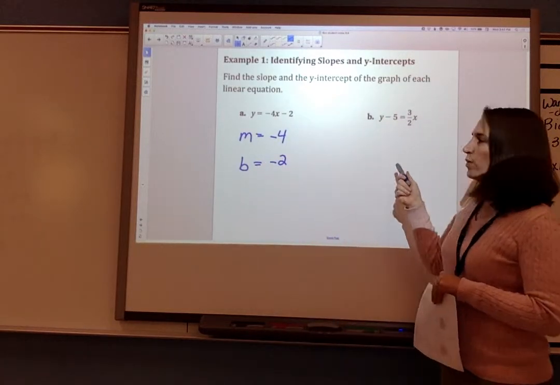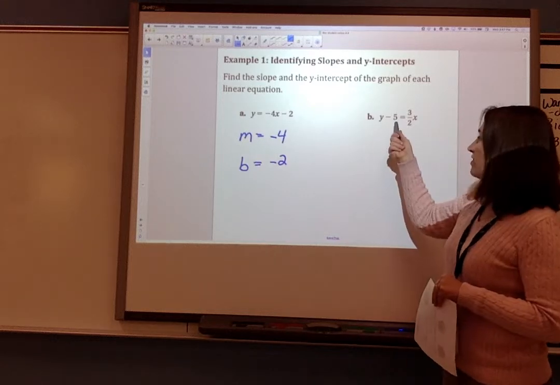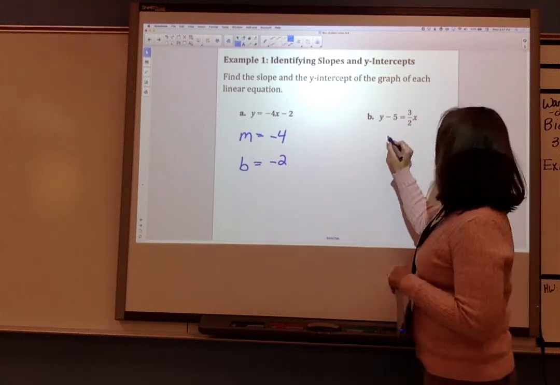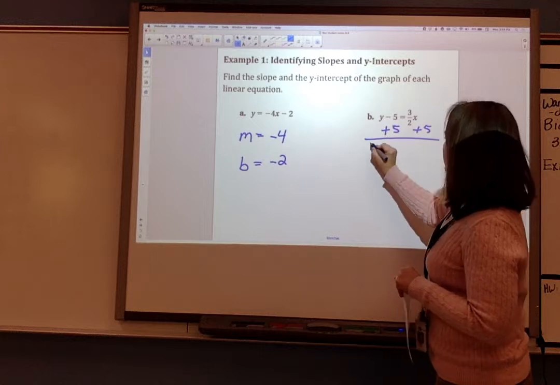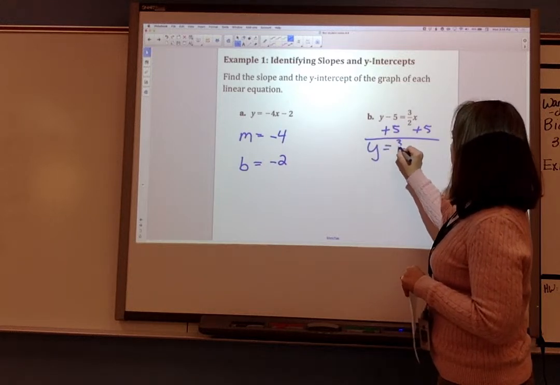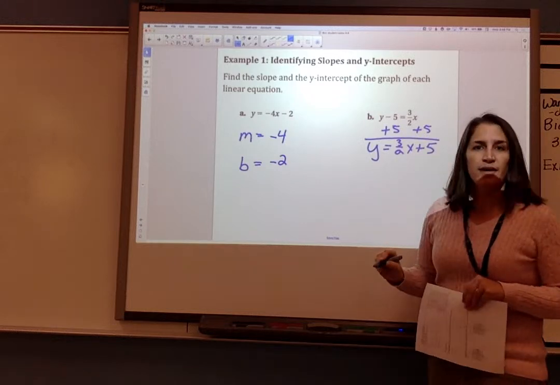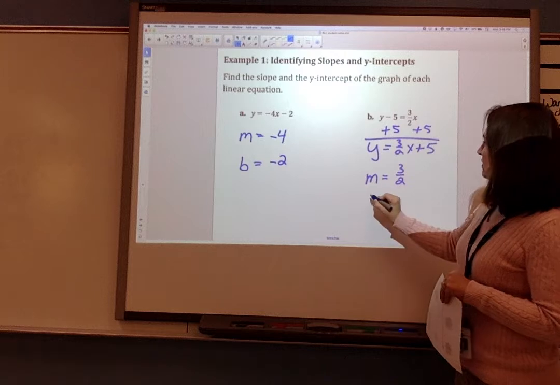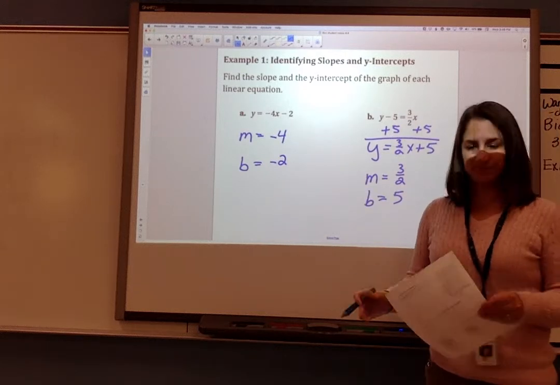The second example, we need to do a little bit of work to get it in slope-intercept form first. We see we have the constant on the same side of the equation as our y, so we need to add 5 to both sides, and we get y equals 3/2 x plus 5. Now we can see that the slope is 3/2, and the intercept is 5.